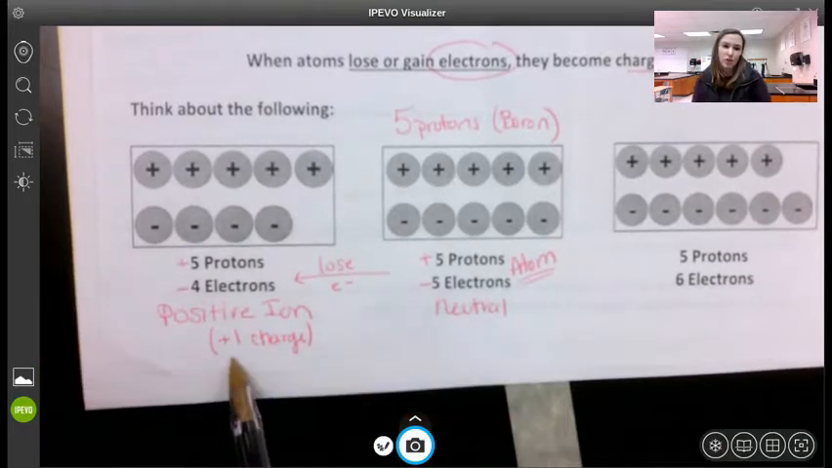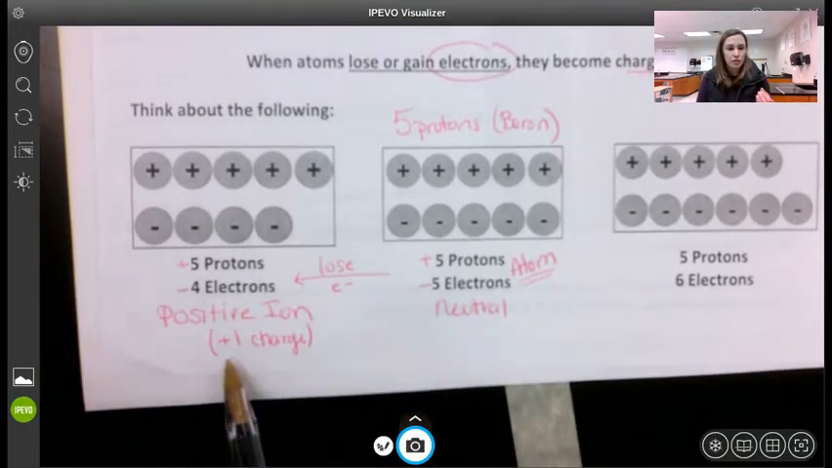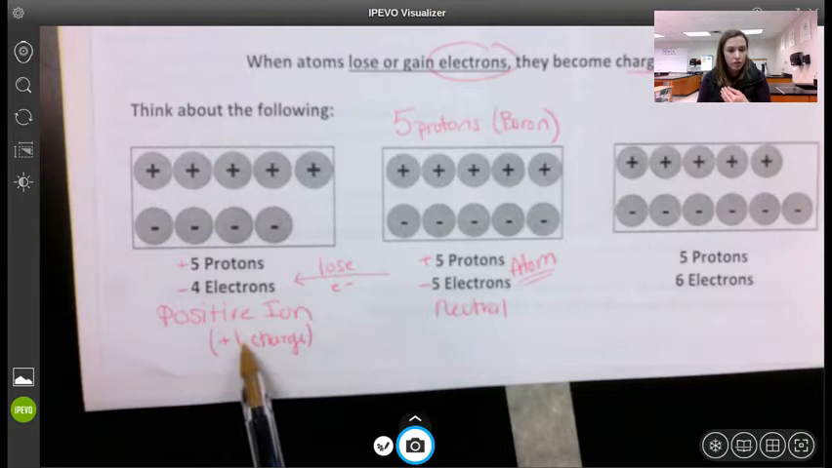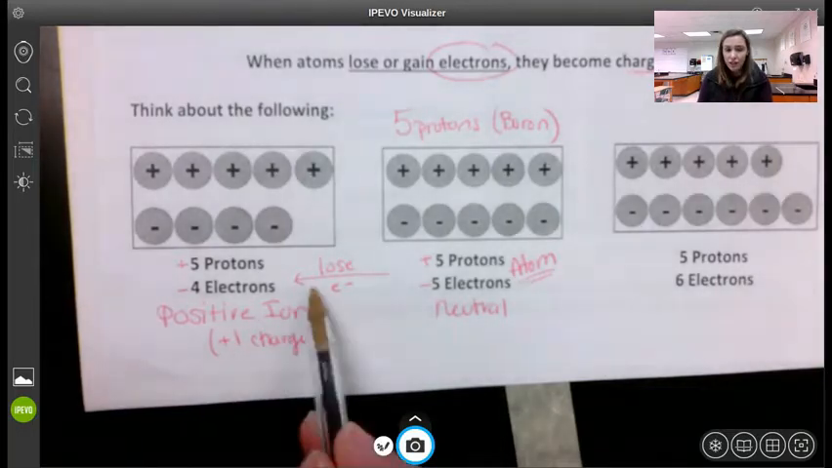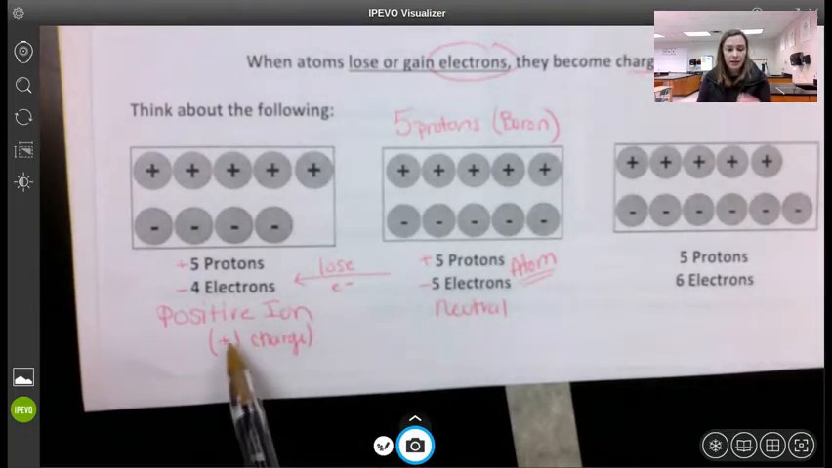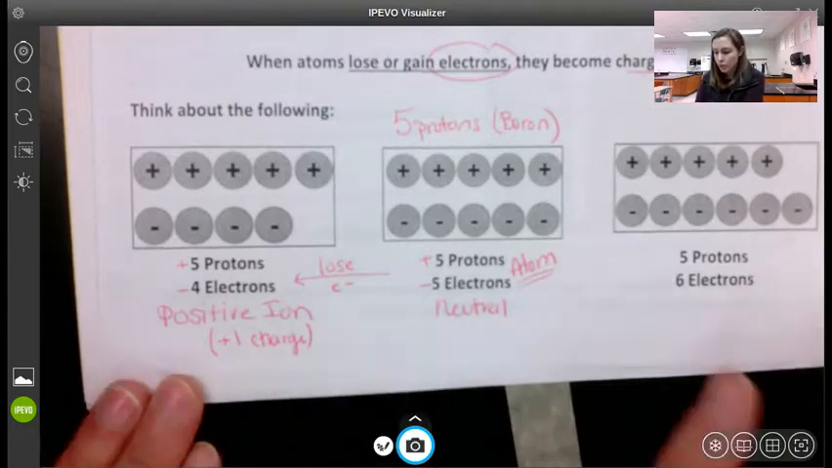And this is where students struggle. Don't think of that as addition. It's a charge. The positive is kind of independent of the 1. This is saying that I have a positive 1 charge. I did not add electrons, remember? I lost them. So it's, again, kind of the opposite of what you naturally want to do.